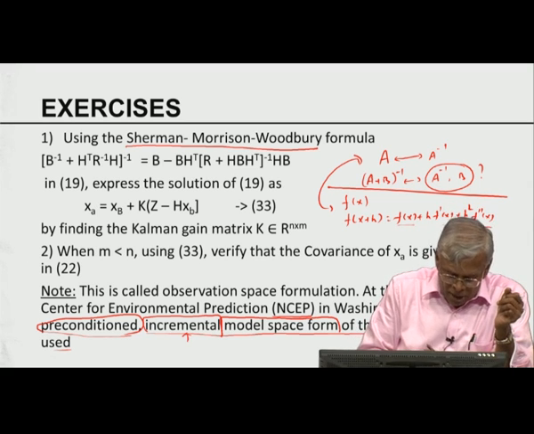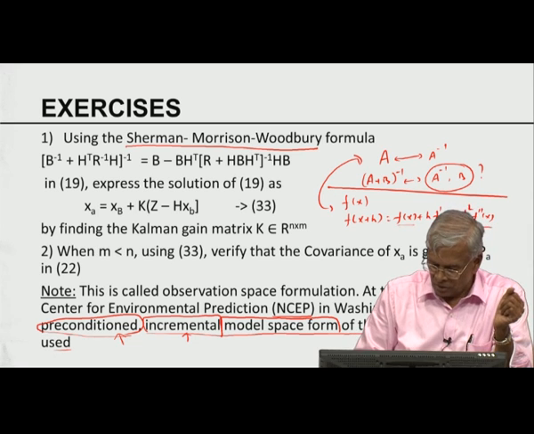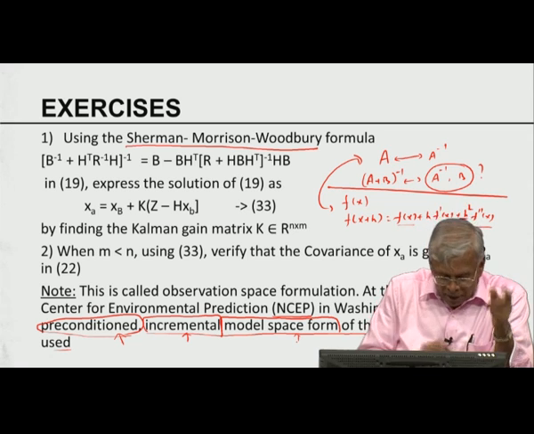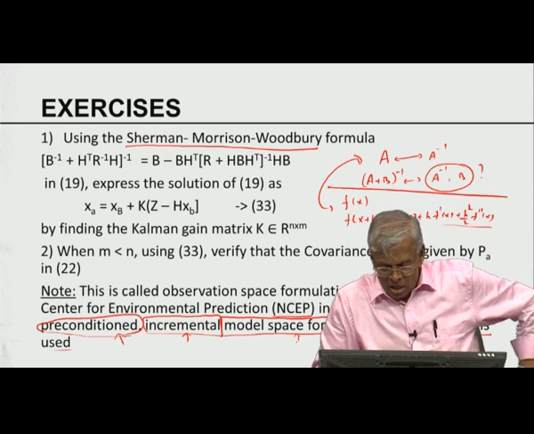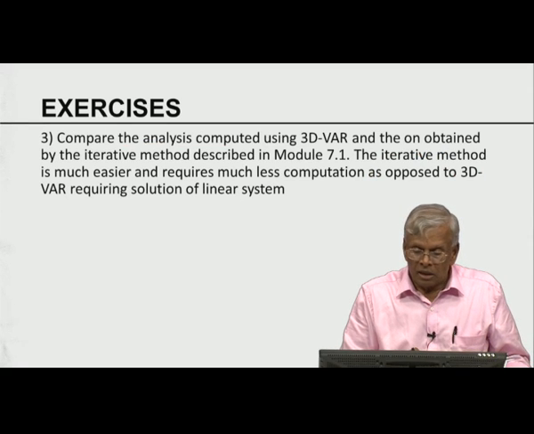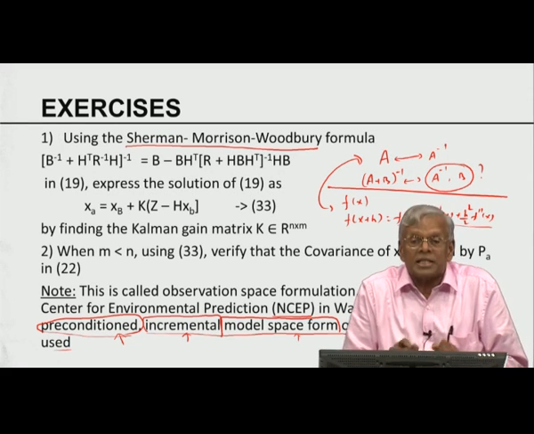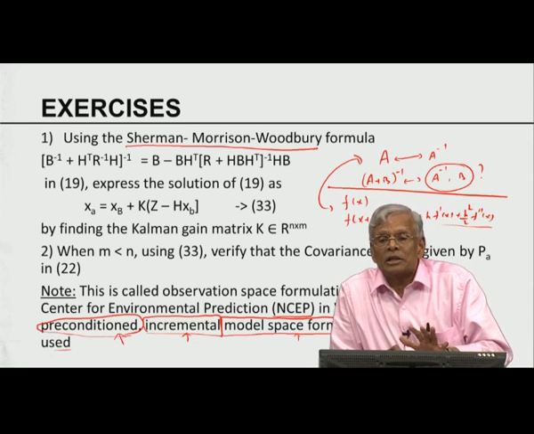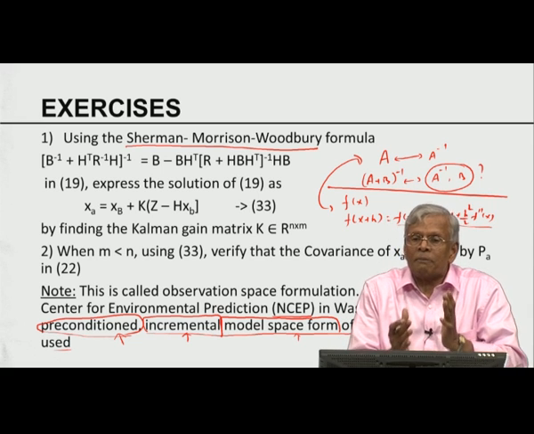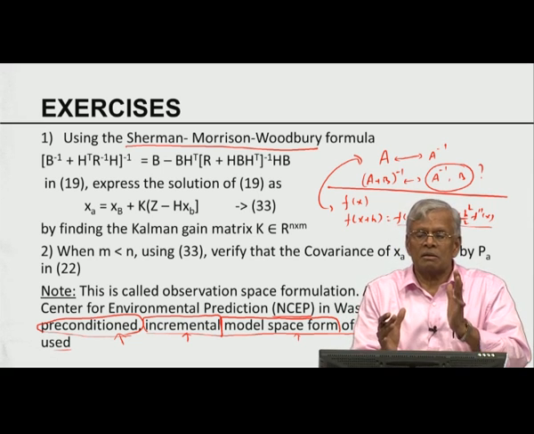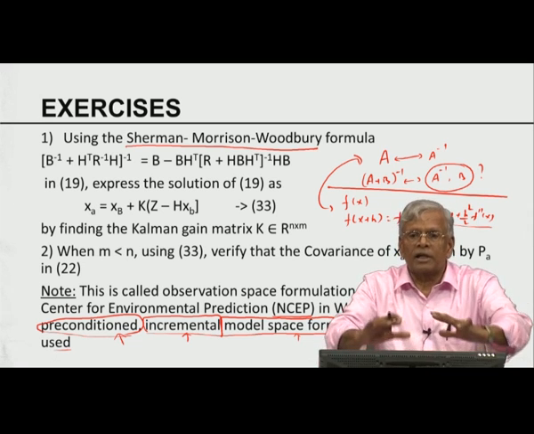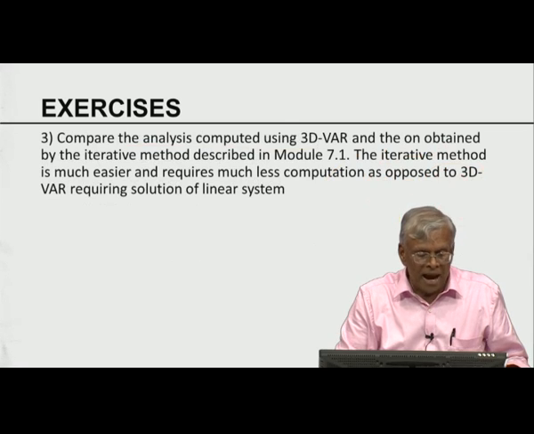Because of the computational problem, they use the preconditioned version, and they also use model space formulation. So model space formulation of the spectral model, preconditioned increment, as opposed to NCEP, in NASA they use the observation space formulation. So different places develop programs and systems in different formulations because of their belief for the targeted applications in mind.